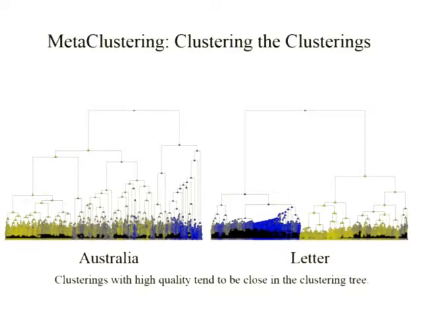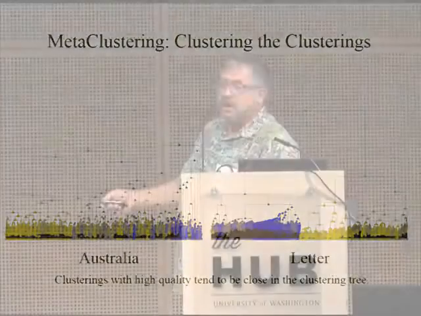Let me just show you this. So this is, say, for the letter data set, we've clustered the clusterings in a hierarchy here. Again, each leaf is itself an entire clustering of the data. And then I've colored the clusterings by the average accuracy for that problem. And you notice that things that are high accuracy, in this case that's the blue, tend to cluster in this hierarchy. So that's a good thing.